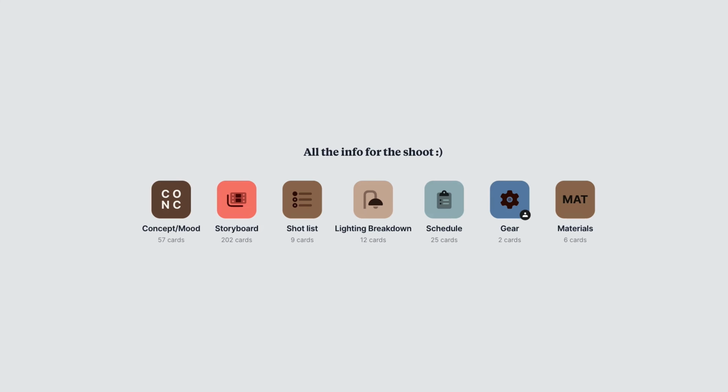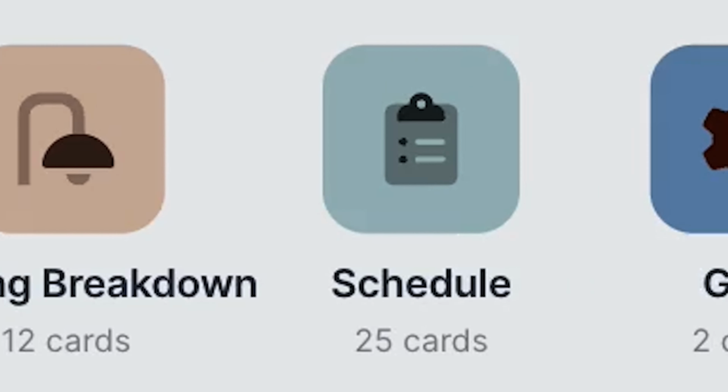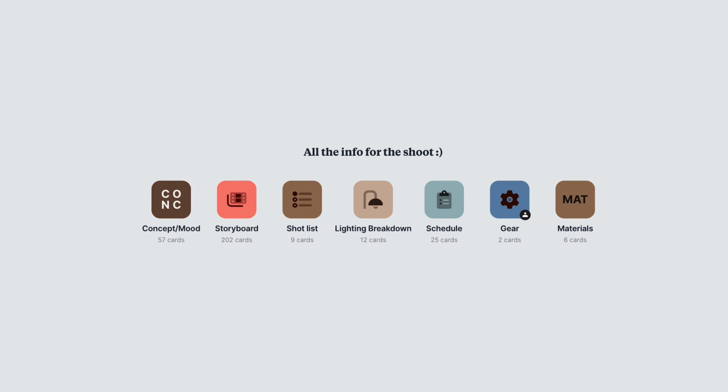I started out by making these 7 boards. A mood board, storyboard, shot list, lighting breakdown, schedule, gear, and materials. And basically I just went from left to right the way it's laid out right now and filled out all of the different boards.